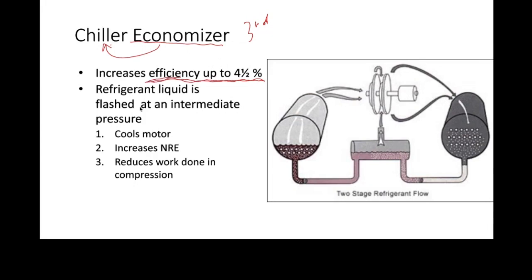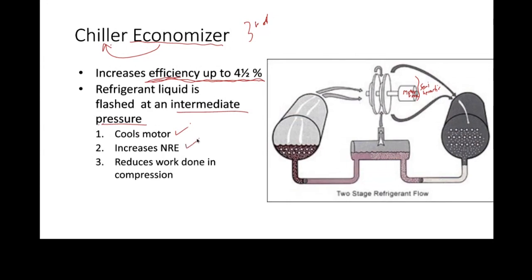It increases the efficiency. What we're going to do is take the refrigerant and flash it at an intermediate pressure. And what's it going to do? It's going to cool the motor, which is a good thing. We want the motor to be cool. This particular thing is the motor armature or the rotor, and it's going to be surrounded by stator windings. This is going to be a semi-hermetic machine, because most of these are in fact semi-hermetic. There are some that are open frame, but most of them are semi-hermetic.